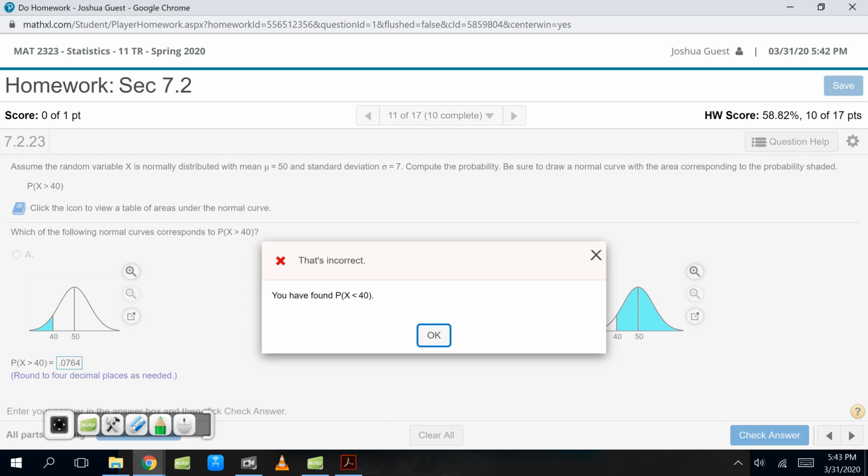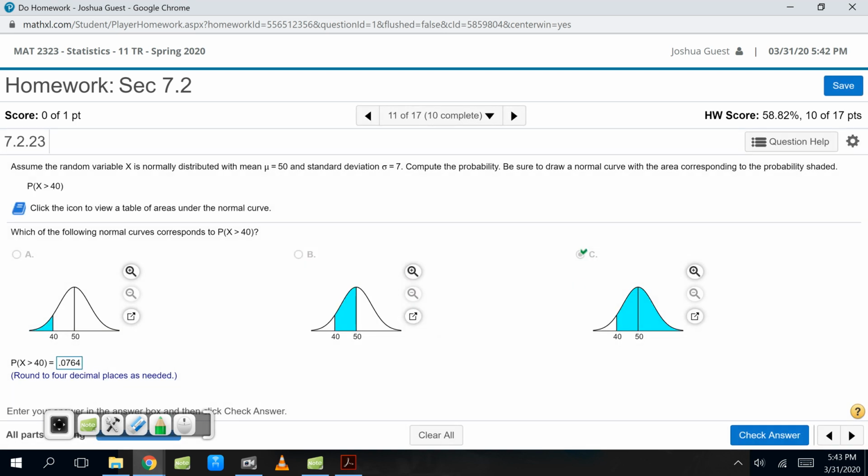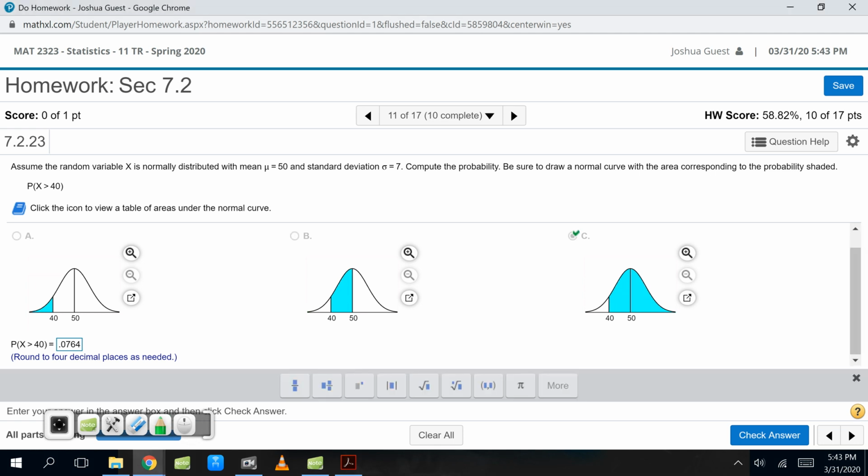I don't think you have to hit it twice. I think it's just the way my board's doing. I found less. What did I not do? I looked up on the table and forgot to do what? We're looking to the right. So I need to do what? 1 minus that, right? I need to do 1 minus 0.0764, which is 0.9236 maybe? 0.9236. So let's check that answer out, all right?